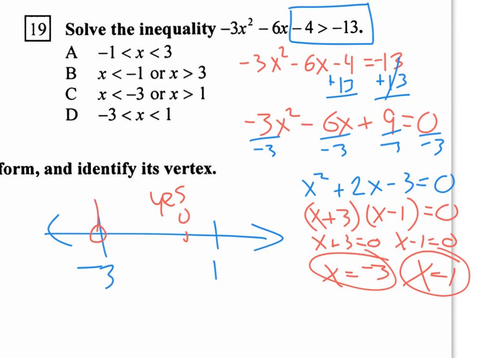So the answers are on the inside of the two critical points, which means that I need to write them together as a compound inequality. So it's either going to be option A up here or option D down there. Remember, the smaller number always has to be to the left. The bigger number always has to be to the right. So it is obviously D.